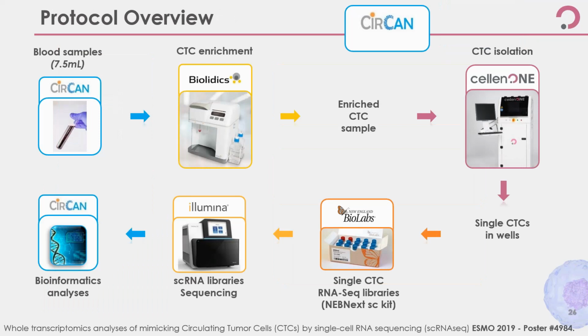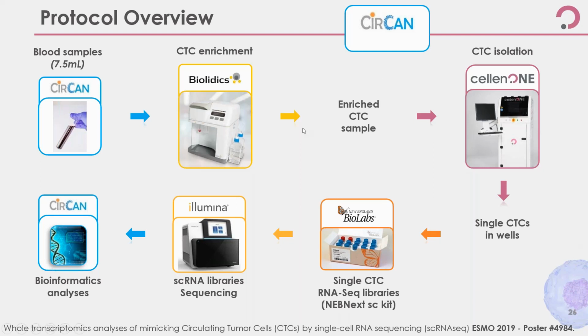So this is a protocol we have developed. We start from a blood sample obtained from patients or prepared at the CERCAN Institute. We do the enrichment using the ClearCell FX1. We obtain an enriched CTC sample. Then we take this sample and put it through our cellenONE system in order to isolate only the CTCs. From the isolated CTCs in a 96-well plate, we then prepare single CTC libraries using the New England Biolabs NEBNext single-cell kit. Once the libraries are prepared, we sequence them using an Illumina sequencer, and then we do the bioinformatic analysis.